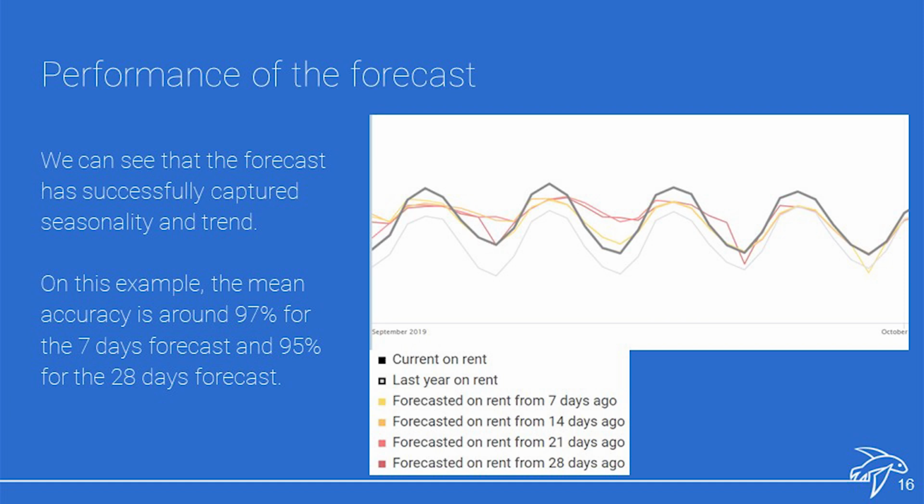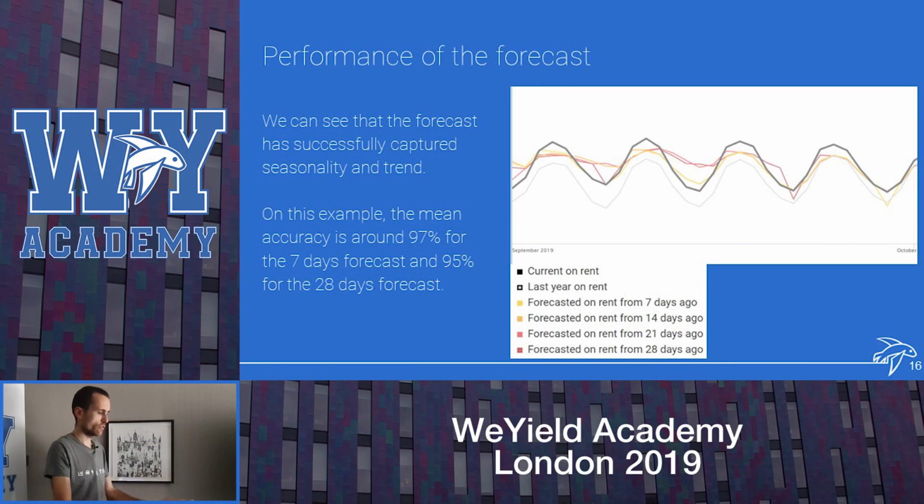So let's go to some examples. Here I have a forecast of the month of September. The forecast has successfully captured seasonality and trend. Don't be fooled by the scale. Actually, these values are very close.